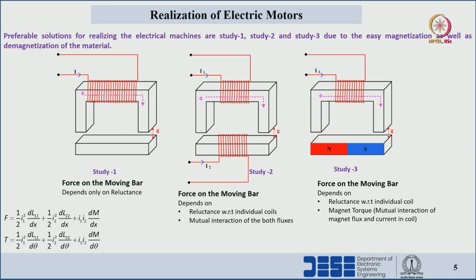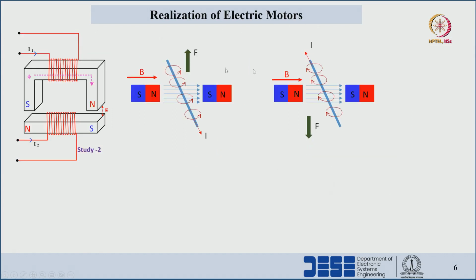So, what to do? We have to utilize study 1, study 2 and study 4, where there is control with respect to the magnetic poles or magnetic fields. In these studies we have control on the magnetic fields, and based on that we will realize the electrical machines with respect to the attractions and repulsions. So, first I will consider study 2 to realize the machines.